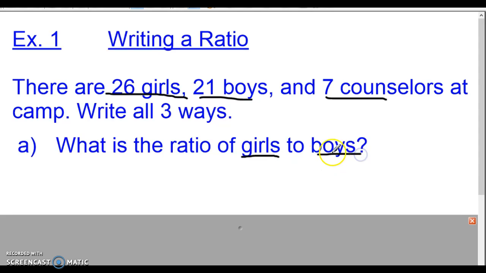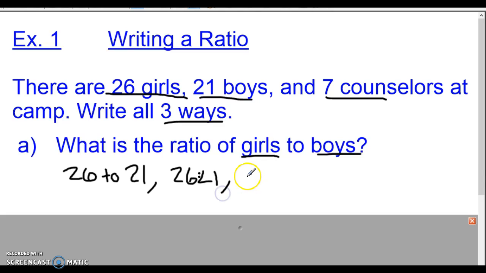So it's important that you understand what is going to go first. Here girls came first, so I need to put the quantity of girls first. So 26 to, and then the quantity of boys was 21. Now the directions say to write it all three ways. So now I need to use my colon, 26:21, and as a fraction, 26/21.